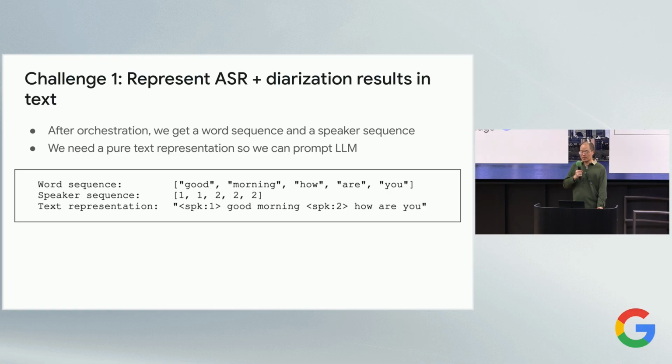The first challenge is that LLMs take text as input and generate text as output. So we need to represent everything as pure text. This is a pretty easy problem. For example, we have a word sequence from ASR and a speaker sequence from speaker diarization, with the same sequence length. For example, 1 1 means "good morning" from speaker 1, and 2 2 means "how are you" from speaker 2. We merge them into a single pure text representation, and we only insert a speaker token when the speaker has changed. This is very readable, and now everything is text. Both the hypothesis and the reference are just pure text.